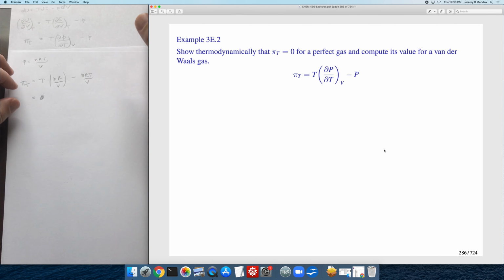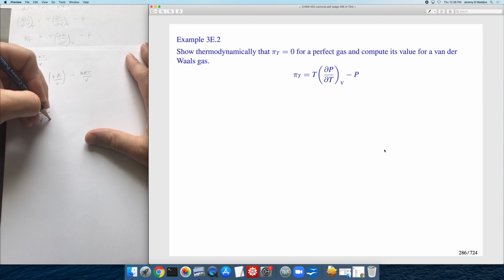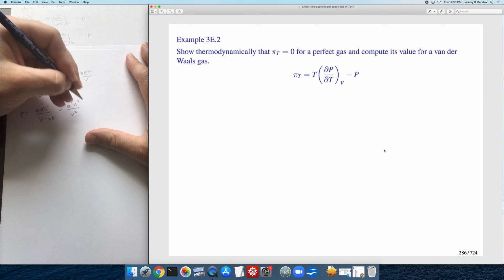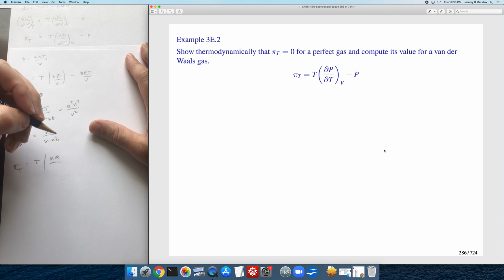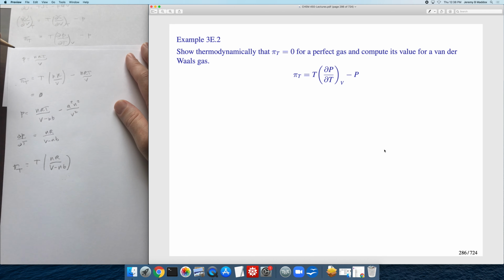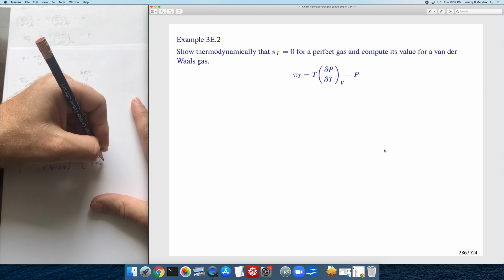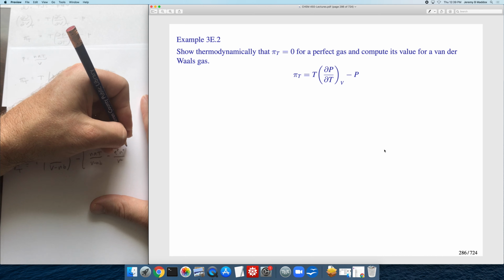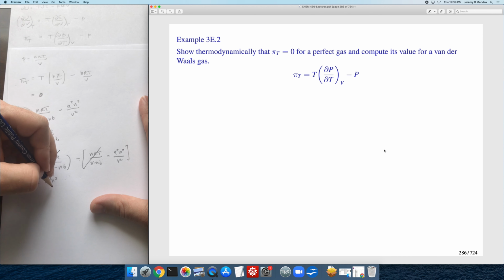For the van der Waals gas, however, pressure is equal to nRT over (V minus nb) minus a squared n squared over V squared. So here, when you take the derivative with respect to temperature, you get nR over (V minus nb). And so when you go to form the internal pressure, you would have minus the pressure, and this term is going to cancel that one, and you're going to be left with plus a squared n squared over V squared.